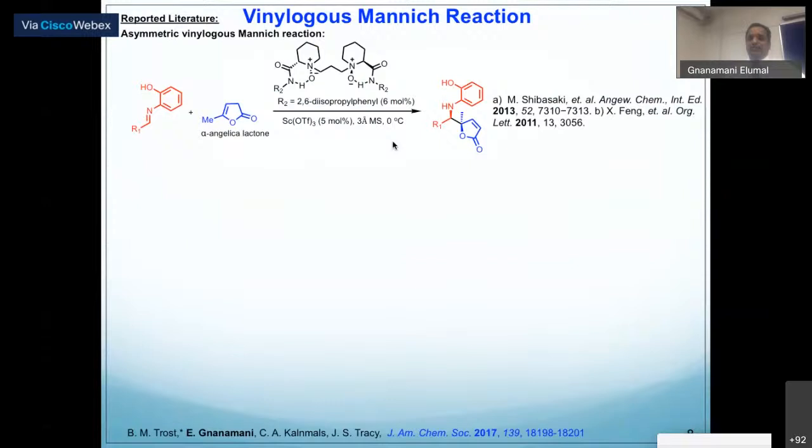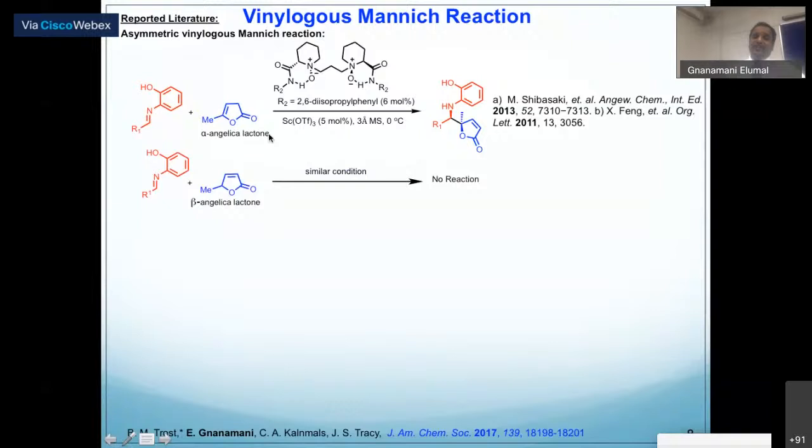When we look at the literature, there are few reports available on the addition of butenolide to imines. This is one of the reports from the Shibasaki group from Japan. They did the butenolide addition with a protected imine. They were able to get an excellent enantioselective product with excellent diastereoselectivity. But there is one drawback when they go from a stable butenolide to an unstable one. This is the stable butenolide, the beta-angelica lactone, which is a stabilized butenolide due to the conjugation.